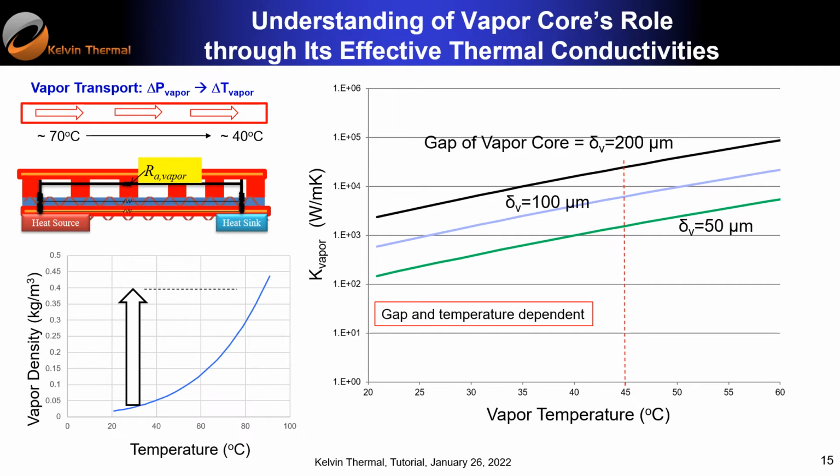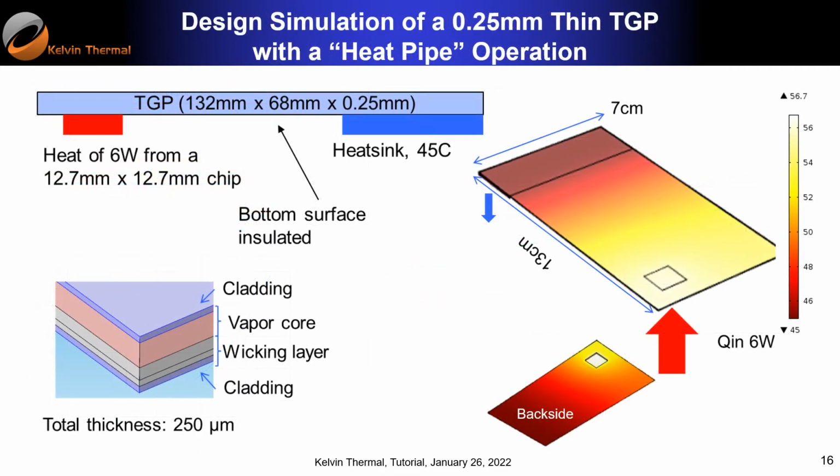All right. So that's why in thermal design, you have to understand that because of this mechanism, this so-called effective thermal conductivity does vary, even with the same TGP. So here is one example. We call this a heat pipe operation. So heat coming from hot goes through the TGP and is transferred to cold. All right, 6 watt and go to 45 degrees C. You can see this is a simulation. All right, we can simulate this. And this is what we call heat pipe from hot to cold.